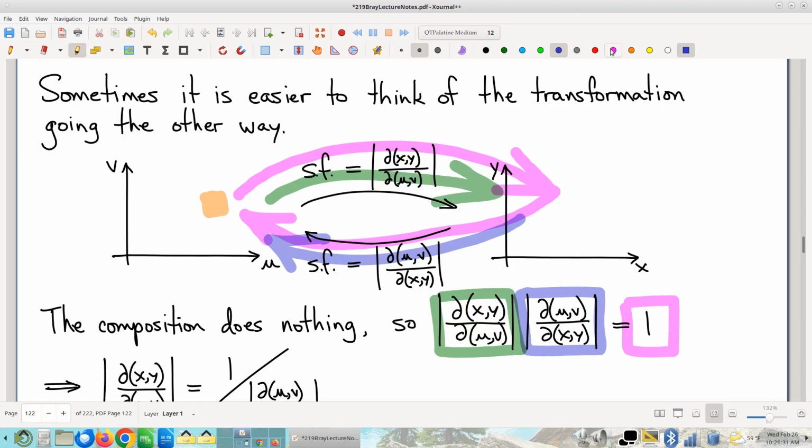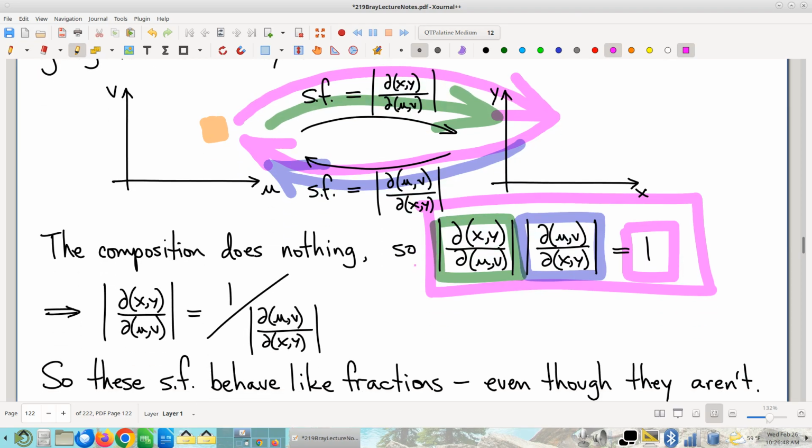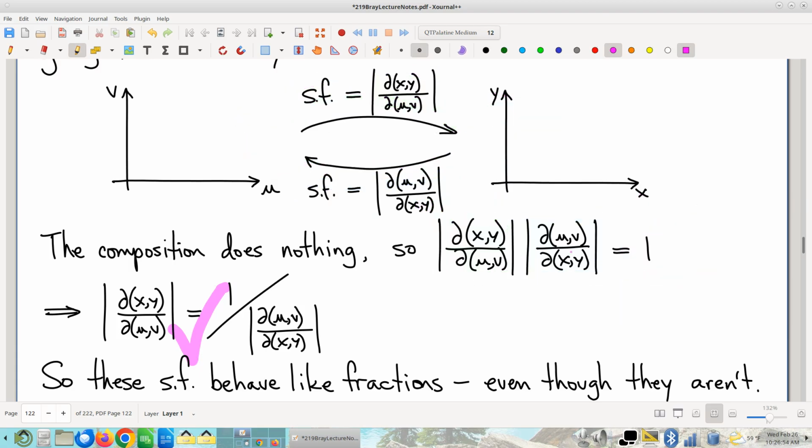And so, in fact, that product, being the factor of that combined composition, has a factor of 1. The product of those factors has to be 1. Or said differently, those factors are reciprocals of each other. So, nice little argument and nice little conclusion.